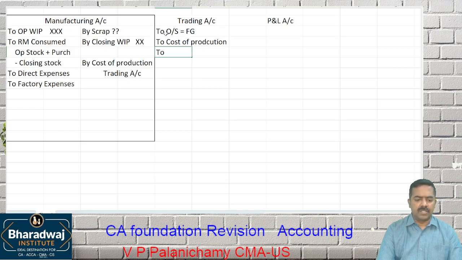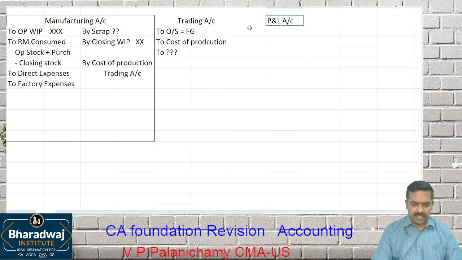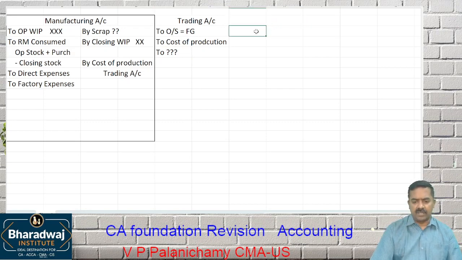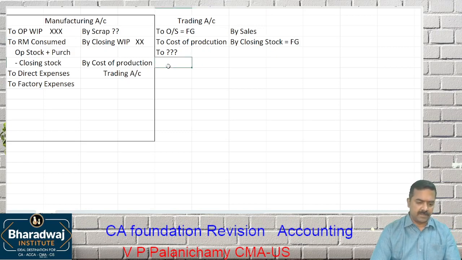Then you will charge sundry other expenses. If there are any other expenses relating to trading, you will charge them. Then you will record sales and closing stock of finished goods. Then you find out the gross profit or loss.